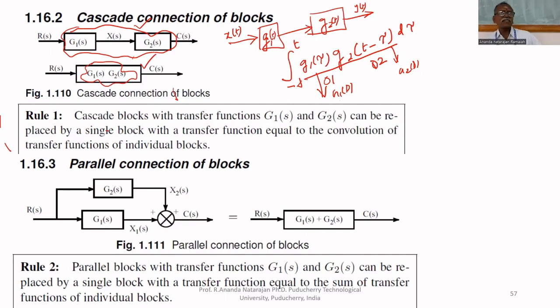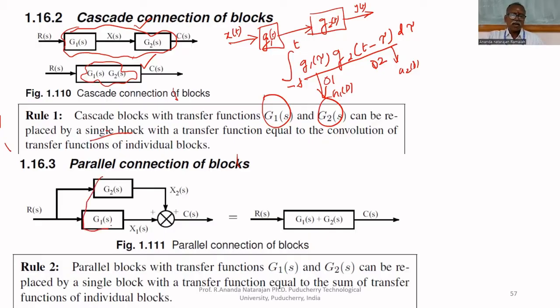So if two systems are cascaded and they are represented in frequency domain, to find the overall system, we can simply multiply the two blocks. That is the first rule. Cascaded blocks with the transfer functions G1 of S and G2 of S can be replaced by a single block with a transfer function equal to the convolution of the transfer functions of the individual blocks. Convolution in frequency domain is multiplication: G1 of S multiplied by G2 of S.